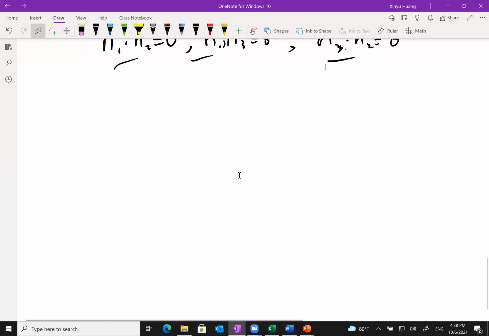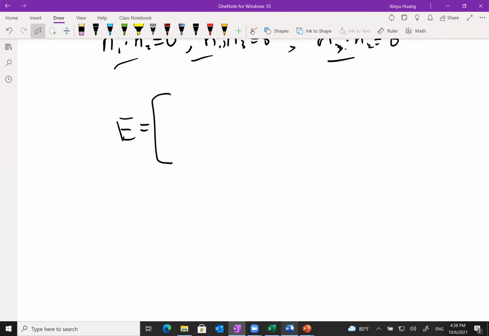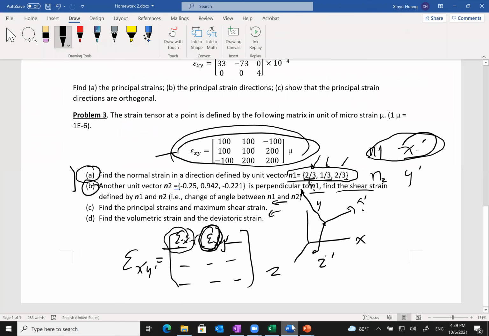We have this matrix. Let's construct the E matrix. What is the number? 100, 100, minus 100, 100, 100, 200, minus 100, 200, 200. What's the number here? 200.